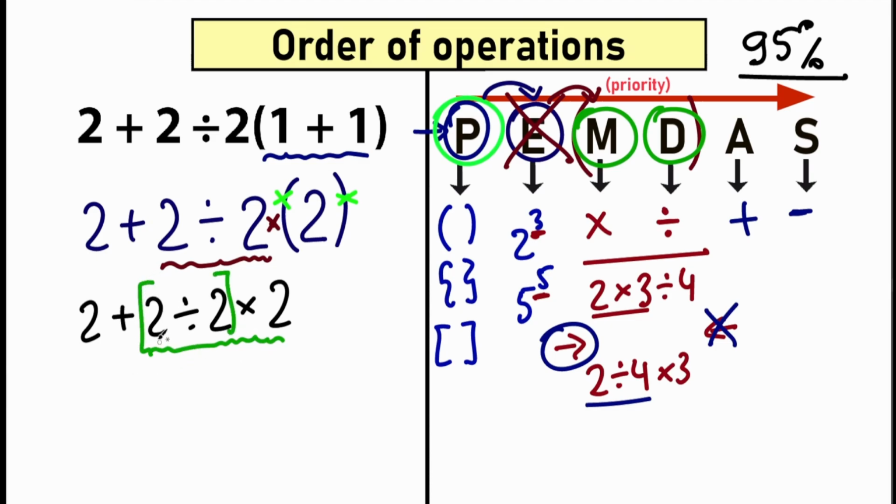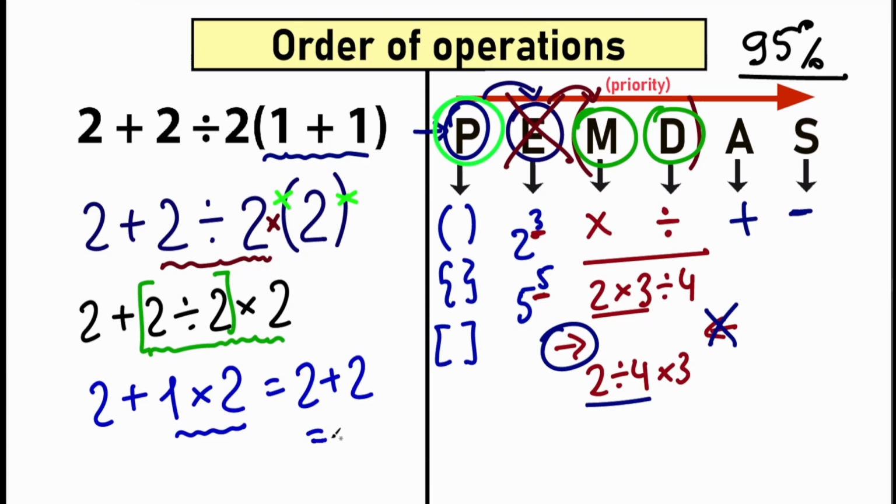So we need to divide first, 2 divided by 2. Let me change my pen real quick, maybe green is not good. So we have right here 2 plus 2 divided by 2 equal to 1, and we have times 2. So we need to complete this multiplication and division group. Right now let's multiply 1 times 2, which is equal to 2. So we have 2 plus 2, plus 2, equal to 4.